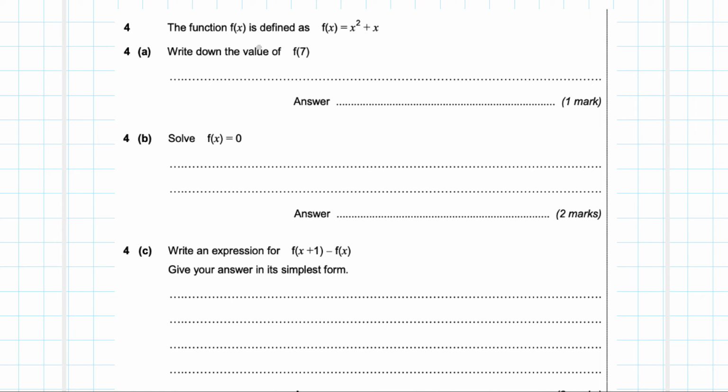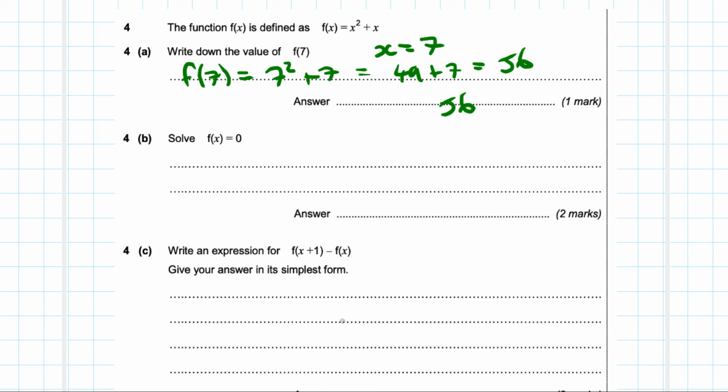Question 4, the function f(x) is defined as f(x) equals x squared plus x. Write down the value of f(7). So this simply is just the same as saying x is equal to 7. Notice here that the x and the 7 have interchanged. So in this case, f(7) is equal to 7 squared plus 7. So we replace the x here with 7. And that's just going to be 49 plus 7, which is equal to 56. So our answer here is 56.